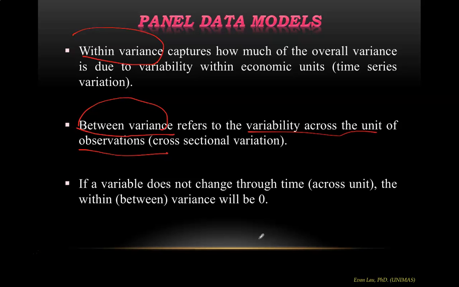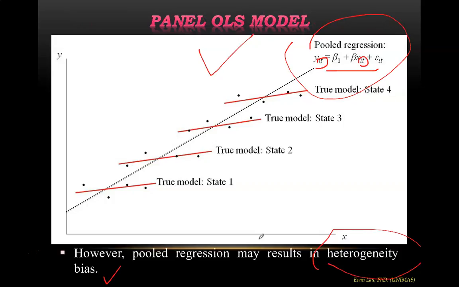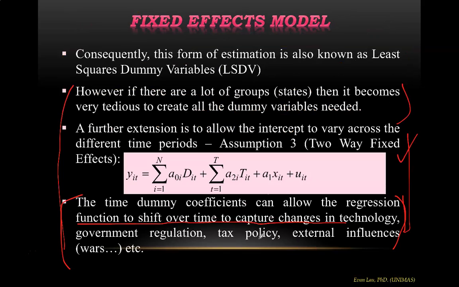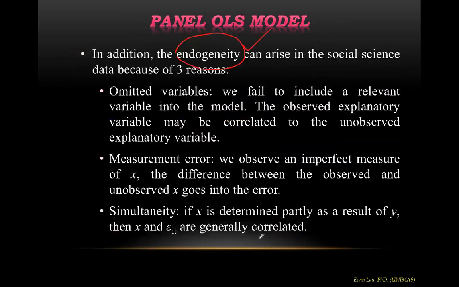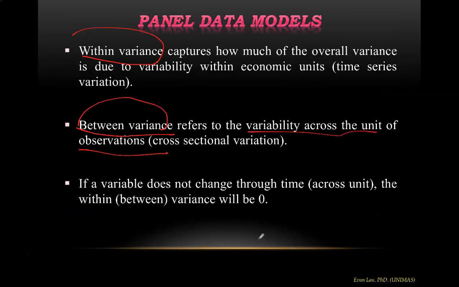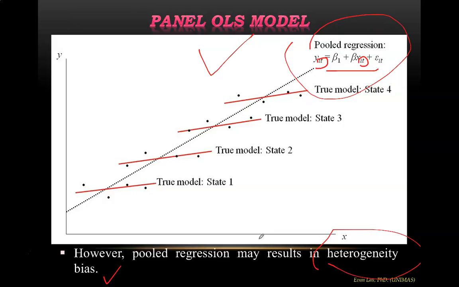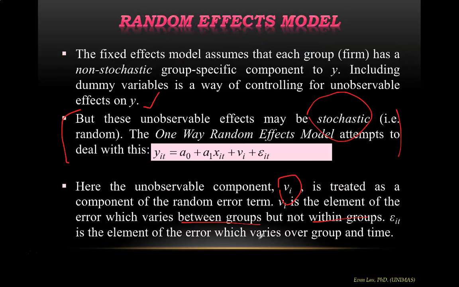Yeah, within group is to capture the variability within the economic unit, the time series, and between group is to capture the cross-section variation. So in that sense, both models actually do capture between and within, but here we capture the elements of the error which vary between groups but not within groups. So it's the variation between the cross-section dimension. Again, it can be random in that sense.